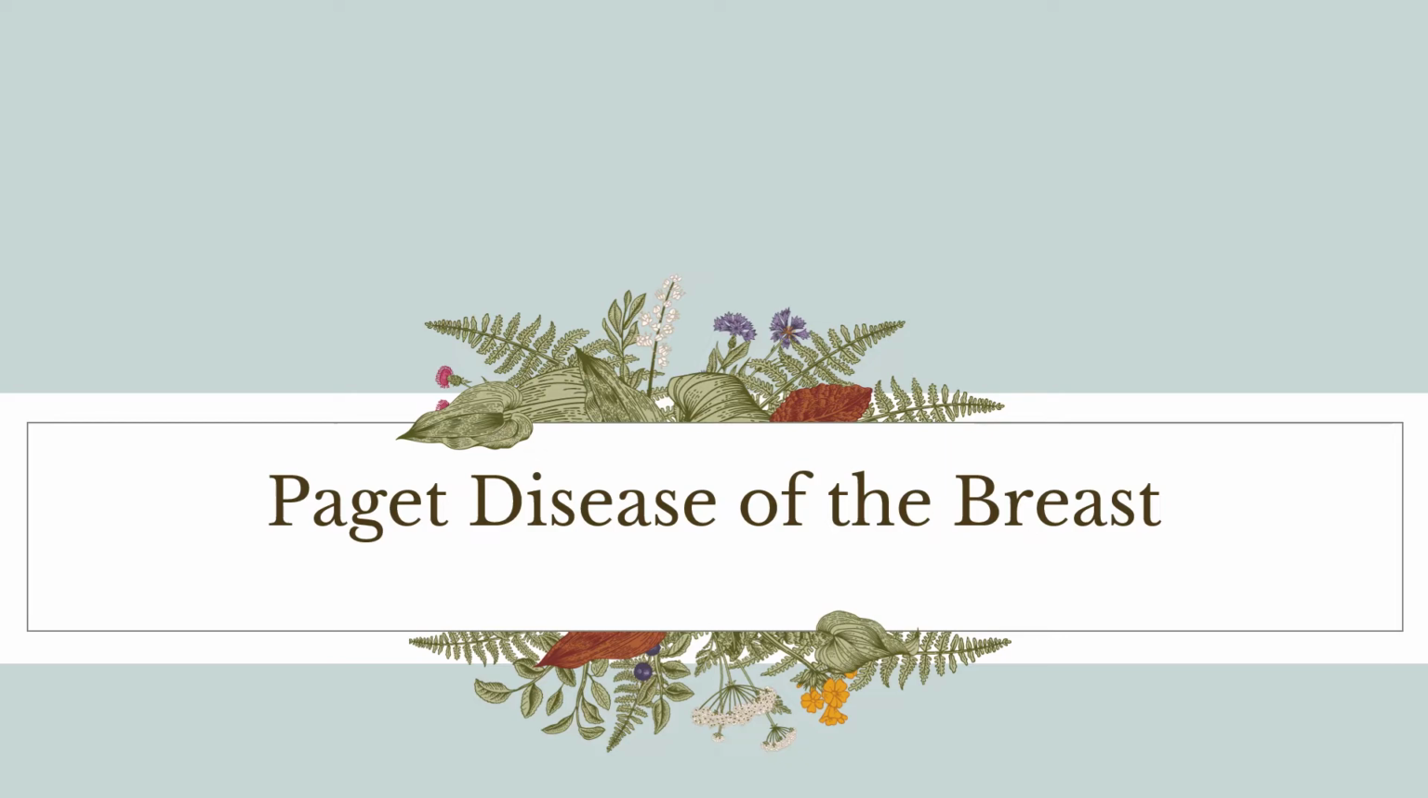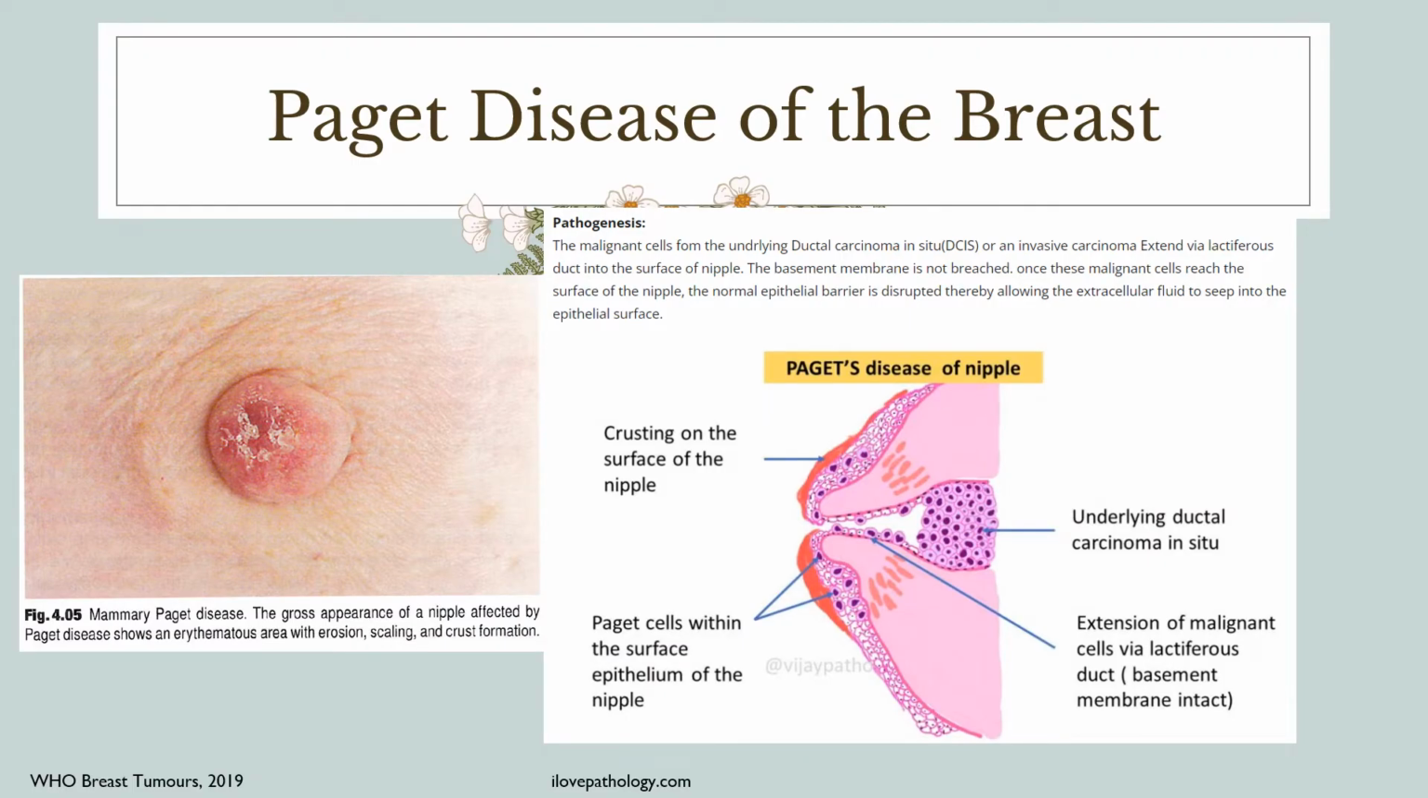So, our first topic is Paget disease of the breast. Paget disease is a malignant breast lesion which is characterized by proliferation of malignant glandular epithelium in the nipple areolar region. This lesion may expand to the surrounding epidermis or skin.